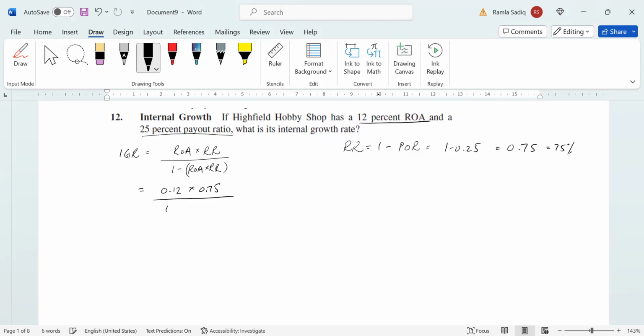All of that is to be divided by 1 minus 0.12 multiplied by 0.75. Now, when we go ahead and plug that into our calculator, for our numerator, we are going to get 0.09 or 9%. And of course, 1 minus 0.09 is going to be our denominator, which is the same as 0.91.